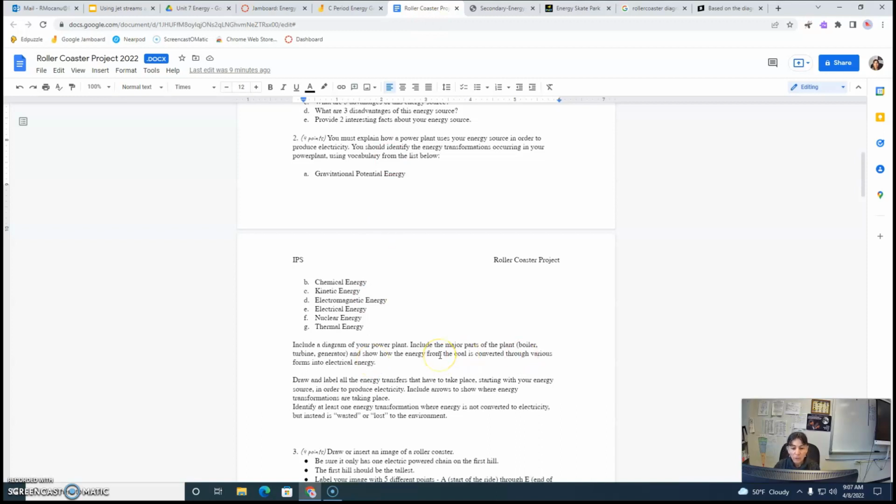And you need to show how the energy is converted through the various forms. You need to draw and label all the energy transfers that have taken place, starting with your energy source and ending with electricity. And you need to also identify places where energy is "wasted" to the environment, basically where we are seeing inefficiency. And all of this we have discussed in class.